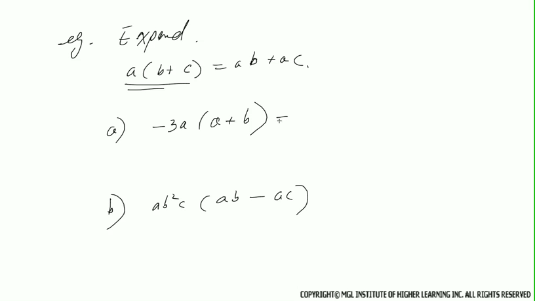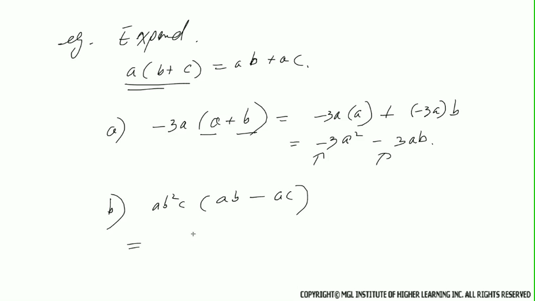So in steps you've got to do this. Minus 3A times by A, plus minus 3A times by B. So you get negative 3A squared and negative 3AB. So the two positive terms inside both become negative because you're multiplying both of them by negative.